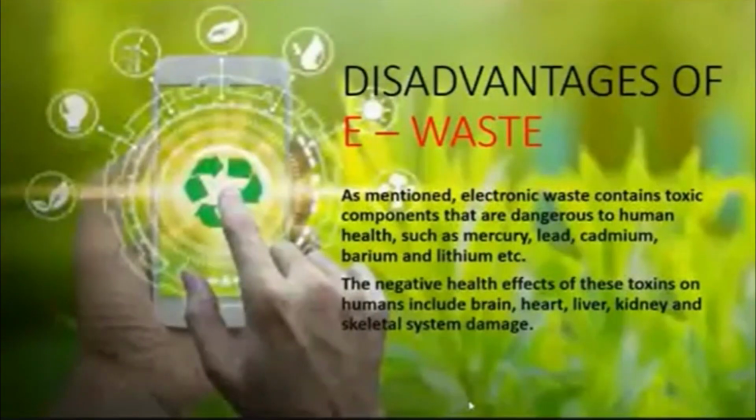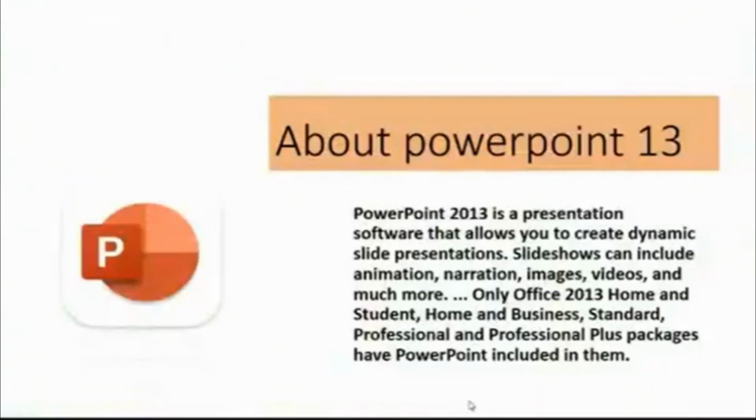Disadvantages of e-waste. As mentioned, electronic waste contains toxic components that are dangerous to health, such as mercury, lead, cadmium, barium, and lithium, etc. The negative health effects of these toxins on humans include brain, heart, liver, kidney, and skeletal system damage.